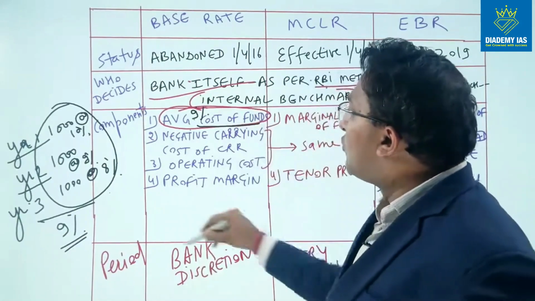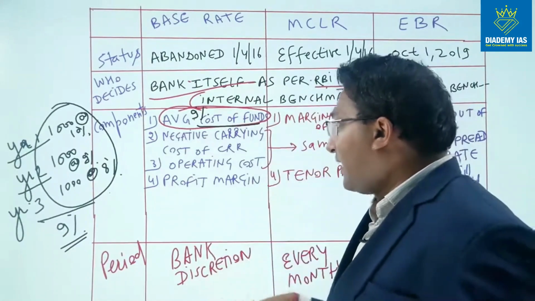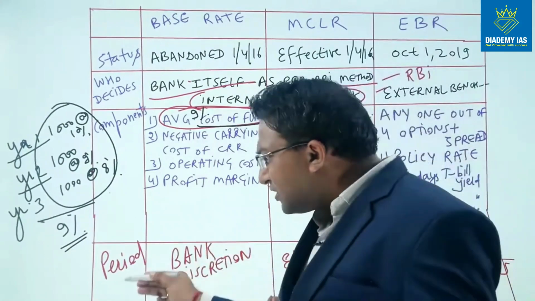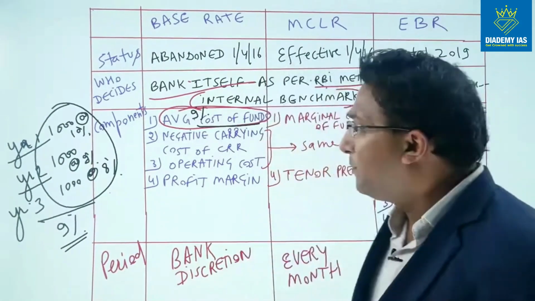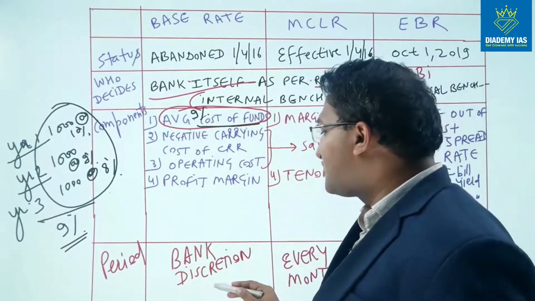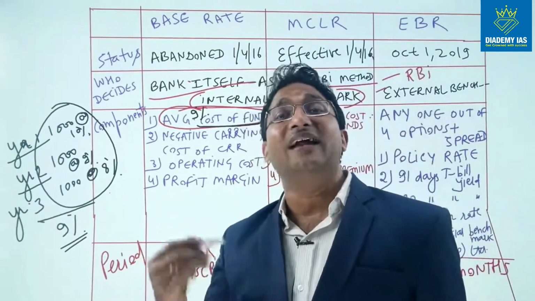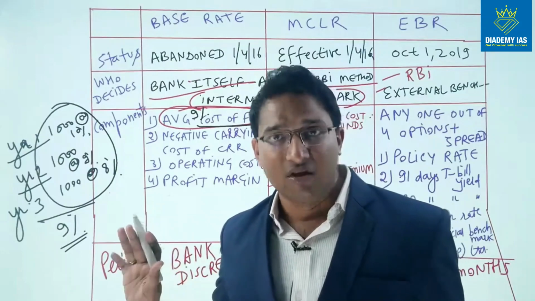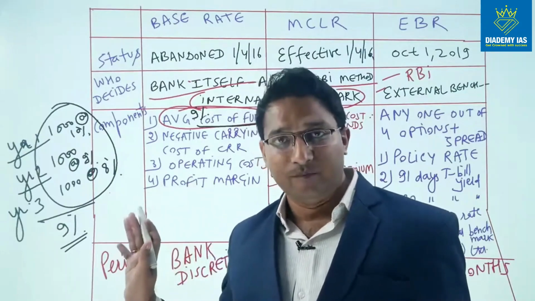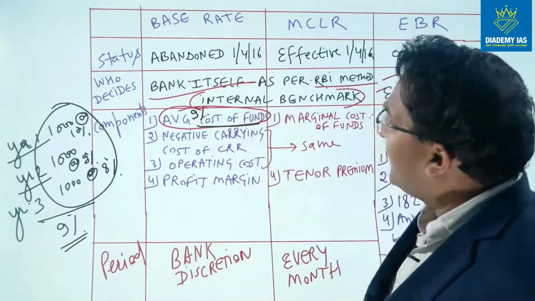So these are the four components of the base rate. And what is the periodicity of this base rate? The periodicity of this base rate is based upon the bank's discretion. The bank will change this base rate at any point of time as per their own discretion. There is no periodicity, right? This is about the base rate.